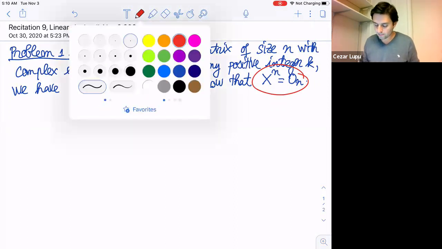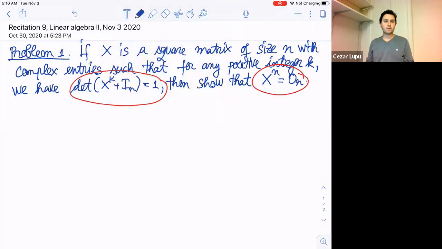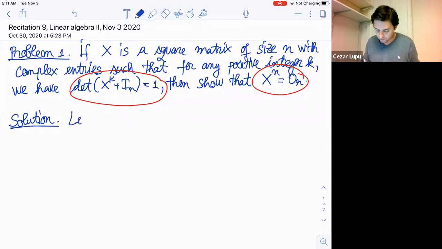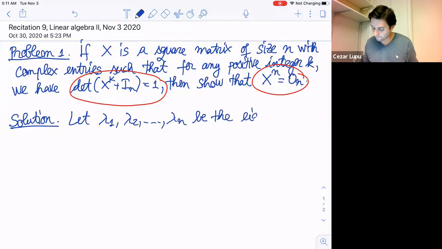All right. Well, it's quite obvious that this problem will require the use of eigenvalues. So let's do this. We'd like to translate that determinant condition in terms of the eigenvalues. So let lambda 1, lambda 2, lambda n be the eigenvalues of the matrix X.